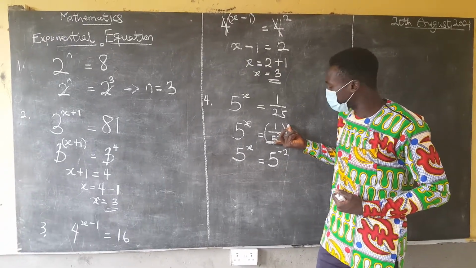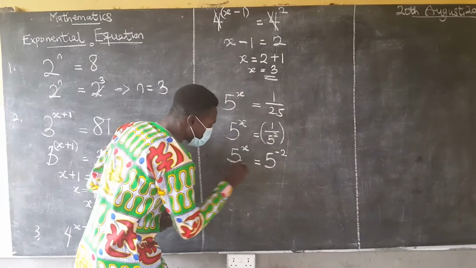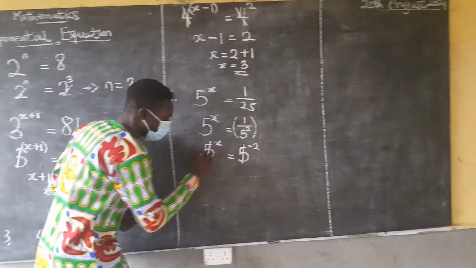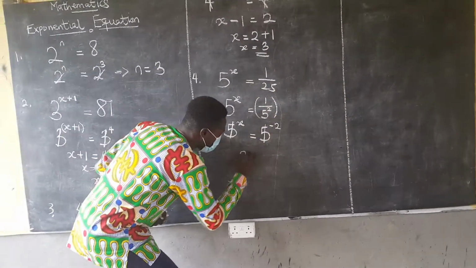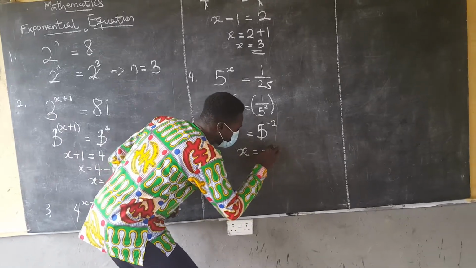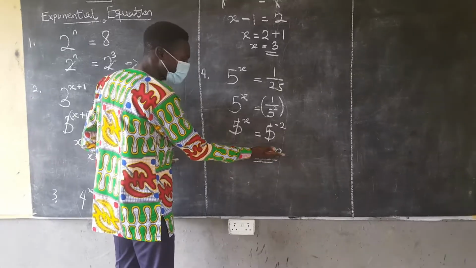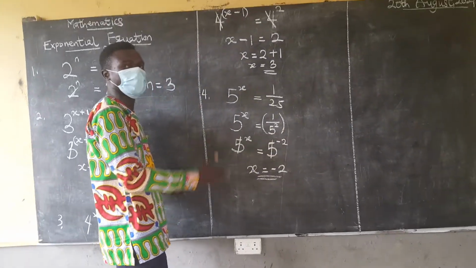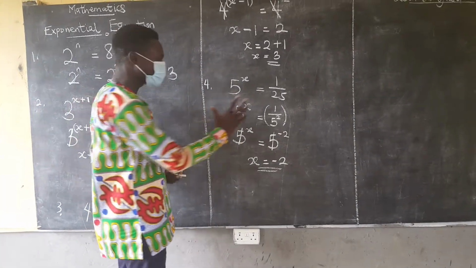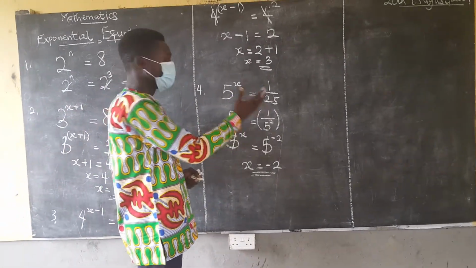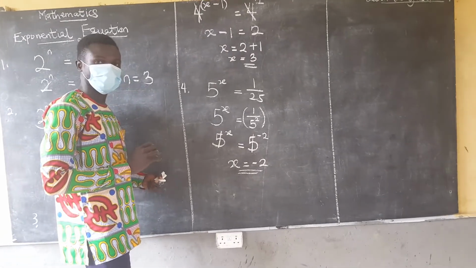So vice versa, it is this one. Now we can see that the bases are the same, 5 and 5. What do I do? Equate the exponent, which is x is equal to negative 2. I don't need to solve any further. So the value of x is equal to negative 2. And this is how we solve an exponential equation in this nature.